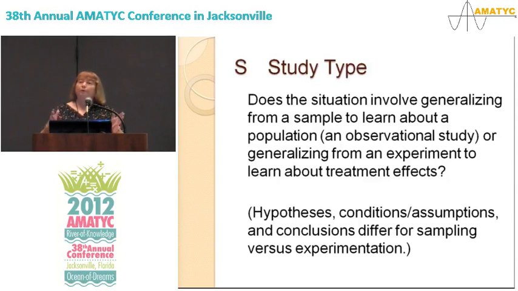Then I do a separate unit. It doesn't take long because you don't have to introduce any new tests or confidence intervals, but it's a separate unit about what we do if the answer to this initial question was experiment data. How do things change? How do my hypotheses look different? How are the conditions different? How do I word my conclusions? They're going to be about treatment means or treatment effects as opposed to population means.